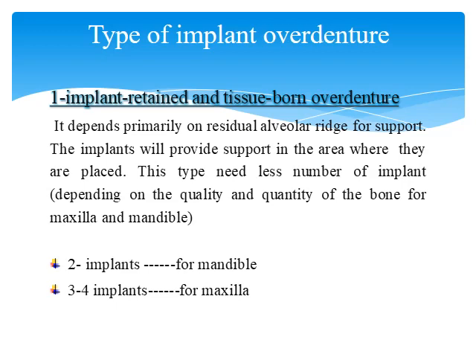Types of implant overdenture. First, implant retained and tissue bone overdenture. It depends primarily on the residual alveolar ridge for support, and the implants provide support in the area where they are placed. This type needs fewer implants, depending on the quality and quantity of the bone. We can use 2 implants for the mandible and 3 to 4 implants for the maxilla.